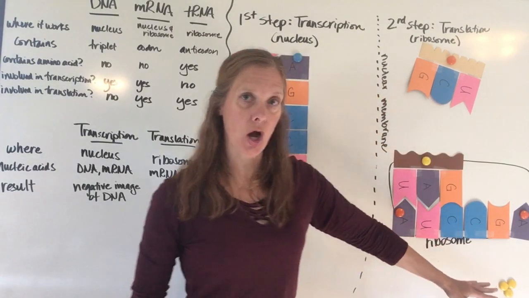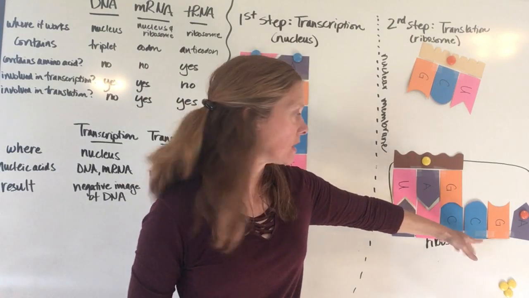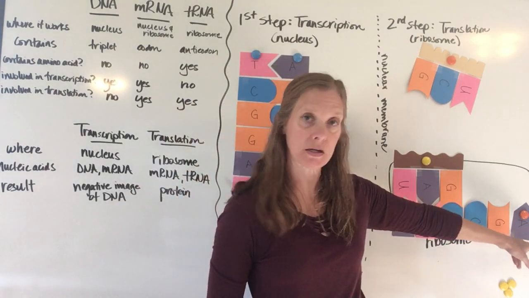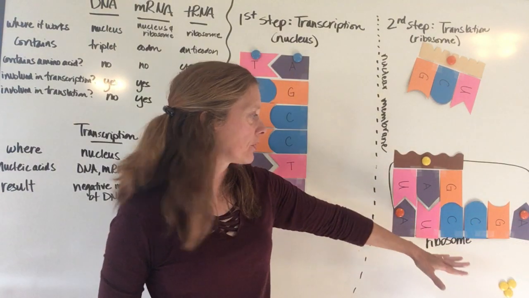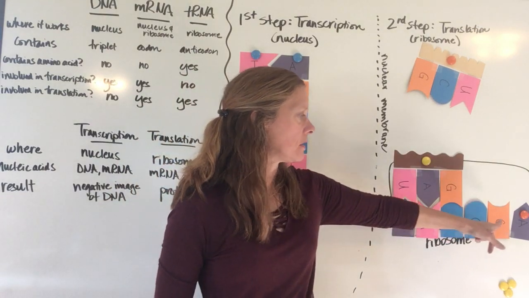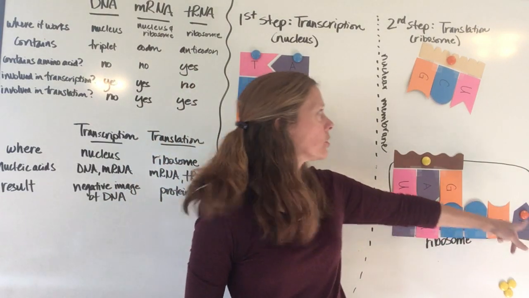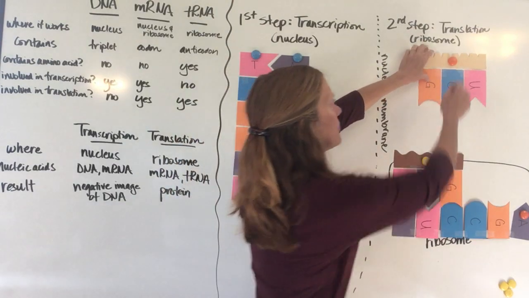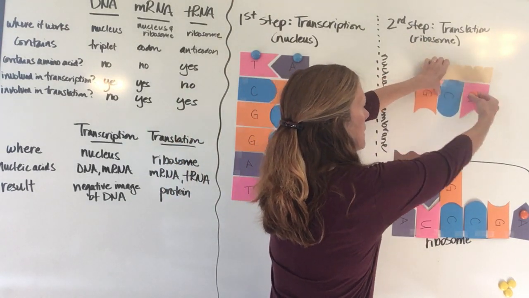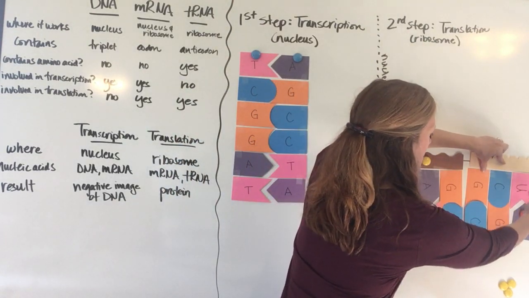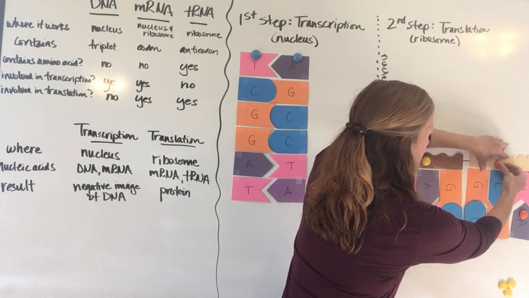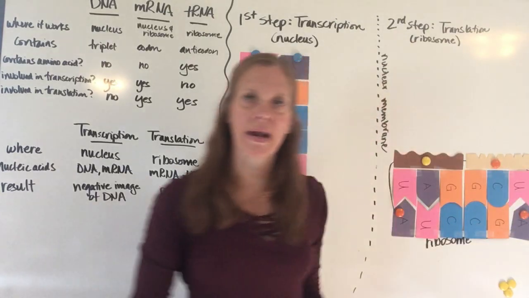The next codon that's here is cytosine, guanine, adenine. And so what's going to match up with that? Well, I'm going to need a guanine, a cytosine, and then a uracil. And so that's going to be this one, and it's going to come into the ribosome, and it's going to come down here like this. Now, what happens from here?